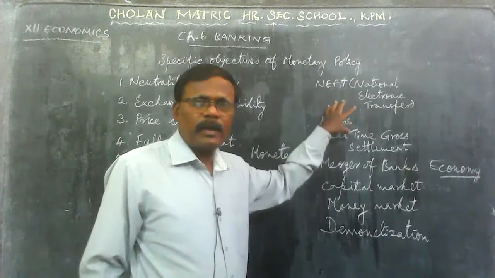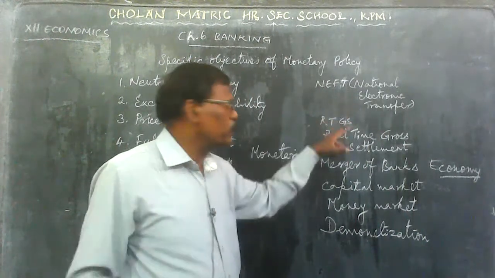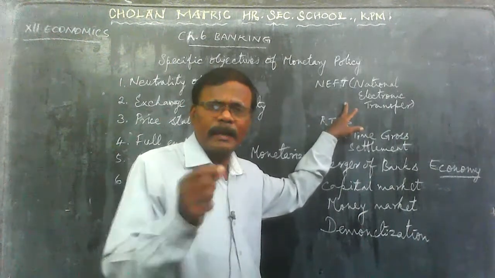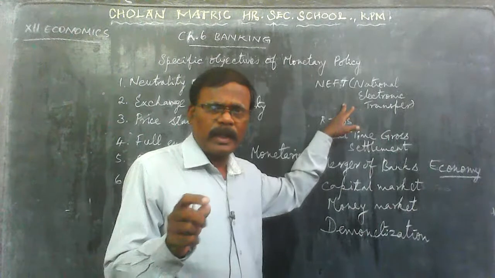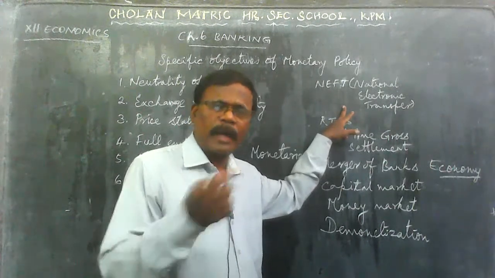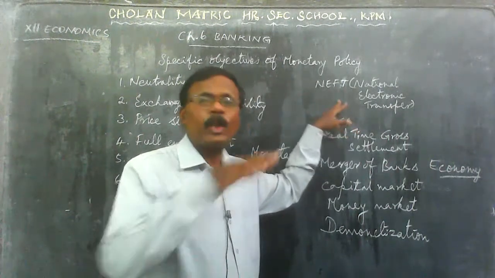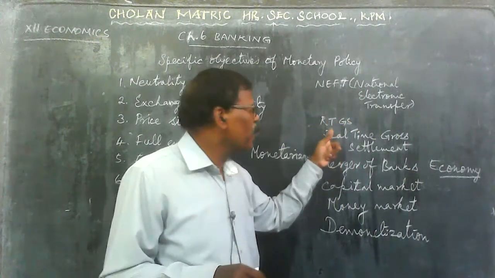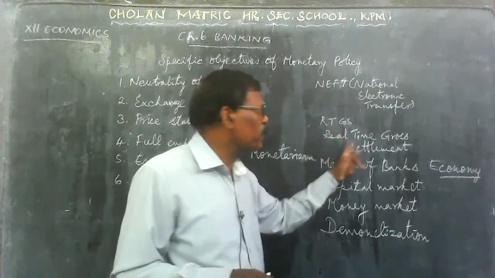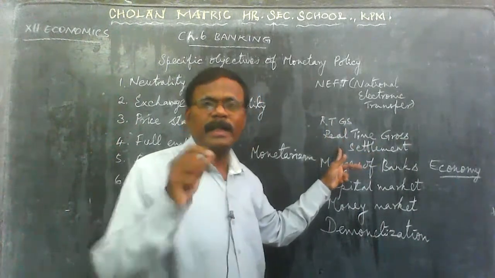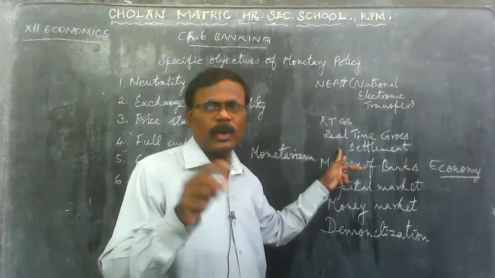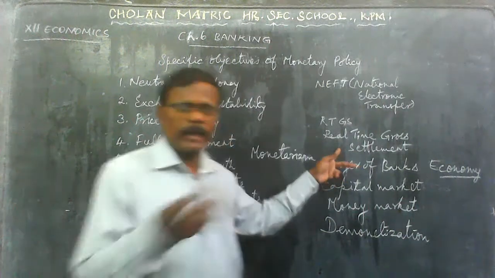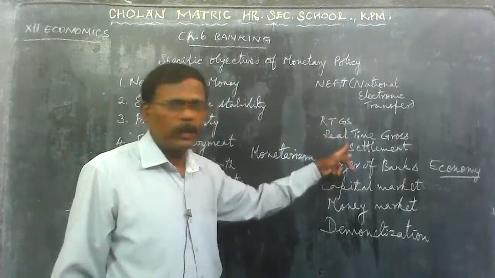Now there is an important difference between these two. NEFT transfer has no limit. Any transfer from one bank to another bank has no limit under NEFT, but there is a limit under RTGS, that is real-time gross settlement. What is that limit? 2 lakhs. 2 lakhs is the limit for transferring money from one bank to another bank. That is these two.